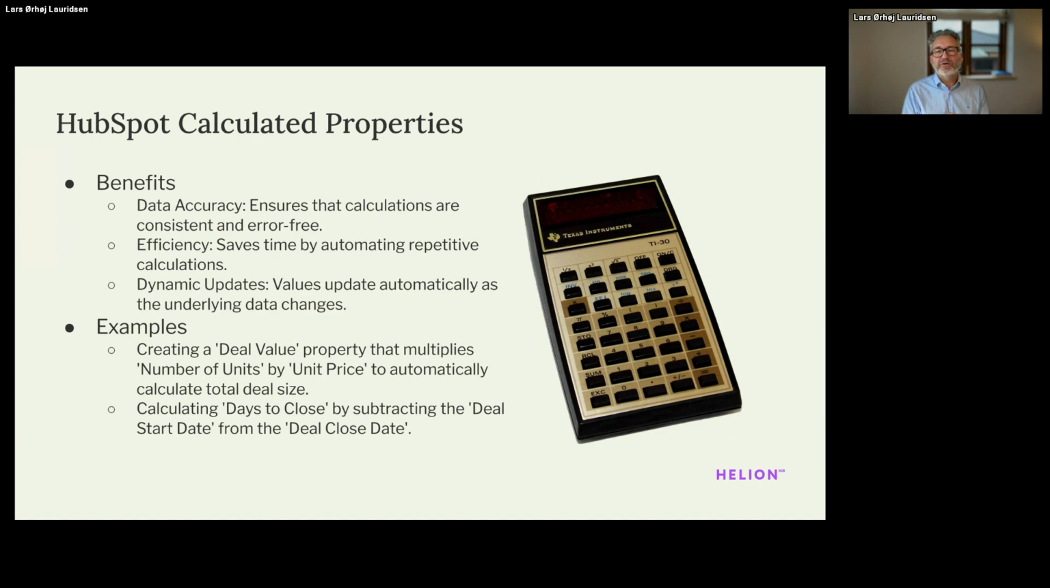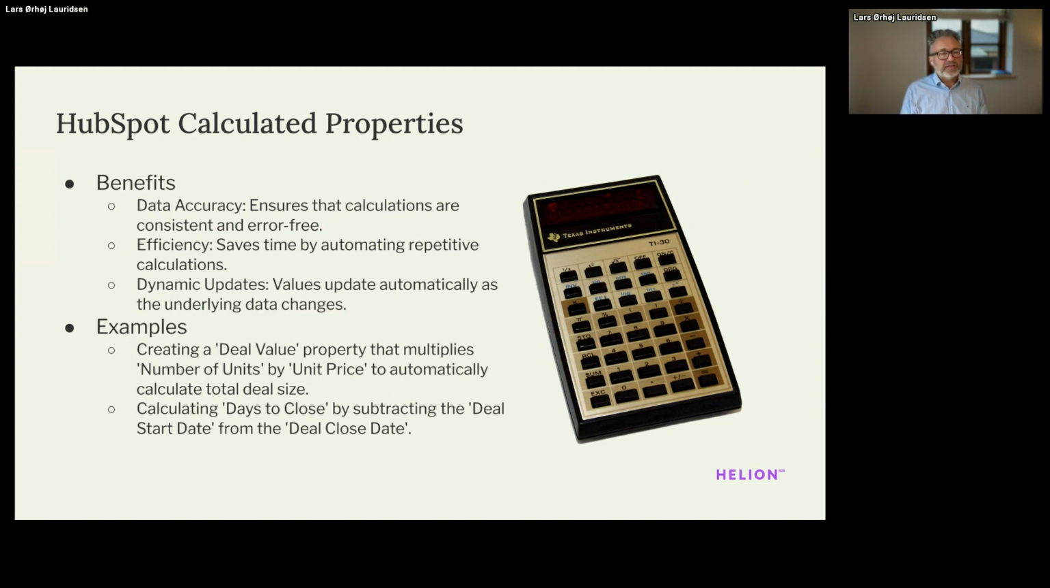So the benefits of calculated properties are definitely the accuracy of data. You ensure that your calculations are consistent over the different objects in the database. I'll come and show you that a little later. So you can be kind of prone and for errors. It's also very efficient because it's automated and just runs automatically in background. You will save time by using these properties and trying to avoid exporting data into Excel and do repetitive calculations.